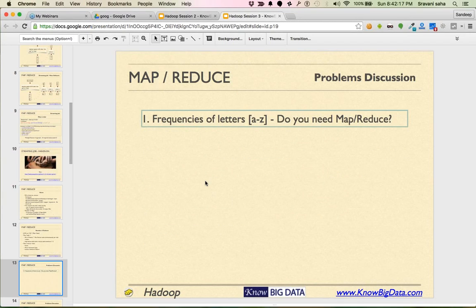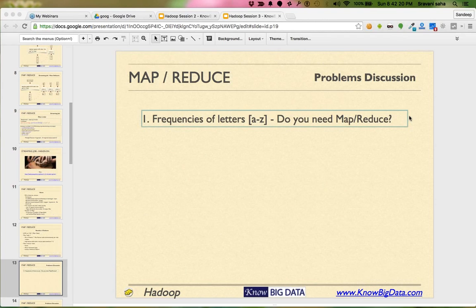Great, great. All right. So if you have to compute the frequencies of the letters, as in A to Z, not the 0 to 9, only A to Z, do you require MapReduce? You are given plain text files and you have to compute the frequency of letters. Do you require MapReduce? If so, what will be your code?